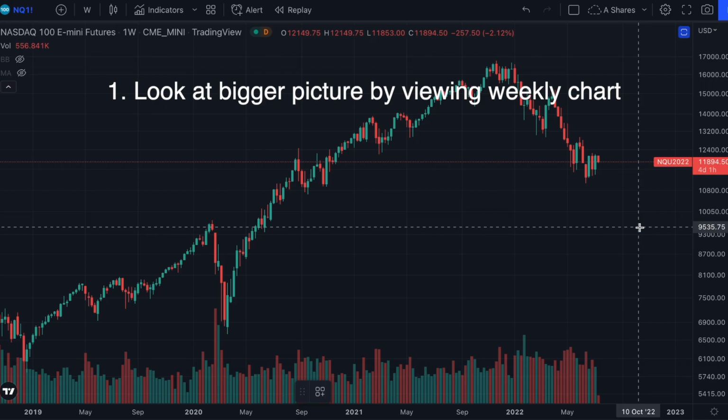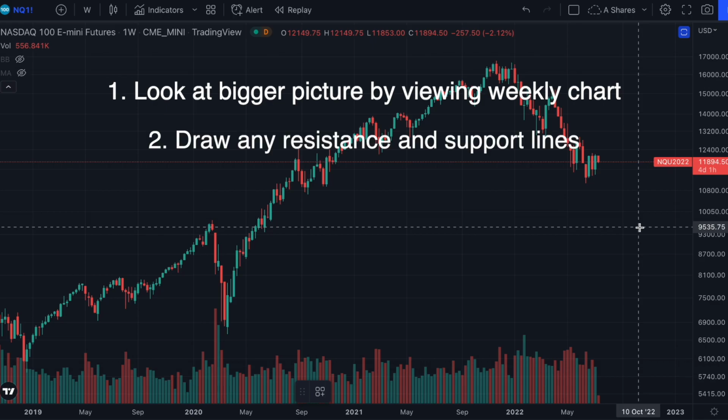Let's start off by looking at the Nasdaq futures chart. First thing that I usually do when analyzing charts is to look at the bigger picture, setting my chart to weekly view. Next, I would draw whichever support or resistance lines that I can identify.